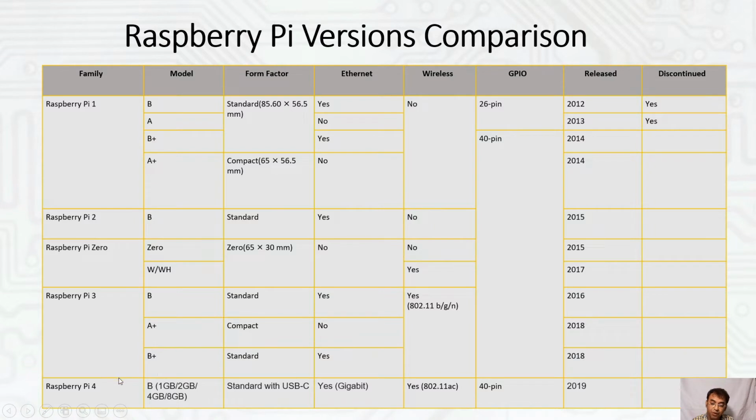So after that, Pi 4 came. Till now, Pi 4 has only one version, that is B with 1 GB, 2 GB, 4 GB, 8 GB capacity. Form factor is standard with USB-C. Previously, all were micro USB. Ethernet is available as gigabit Ethernet, and wireless is also available 802.11ac, and it has 40 pins. It was released in 2019. That is more or less the comparison between different versions of the Raspberry Pi family.